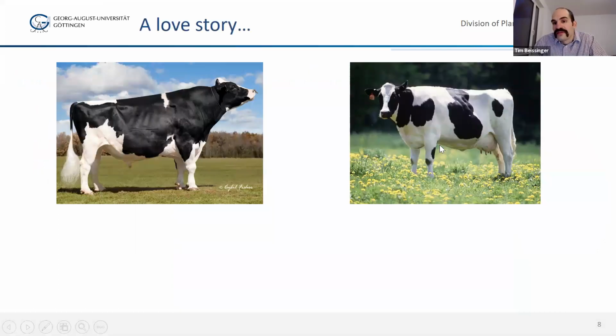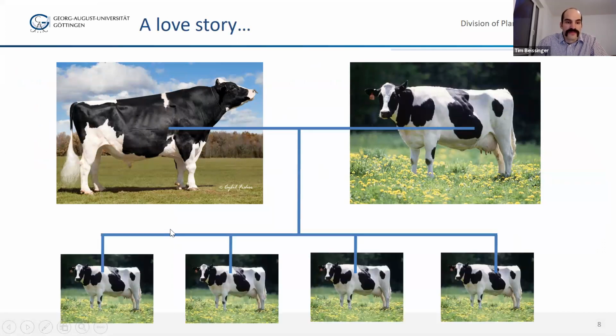This bull falls in love with this cow. They're going to have a bunch of kids, and then the bull's milk can be measured, right? Because we have a mating, and we have several cow children. I'm only drawing the female children here, and we can measure milk production from each of these female children. So we're one generation removed, and we can get a phenotype on that bull.